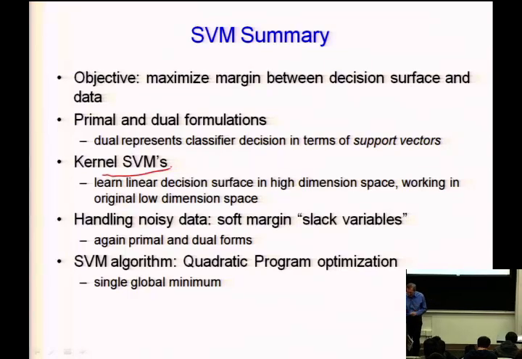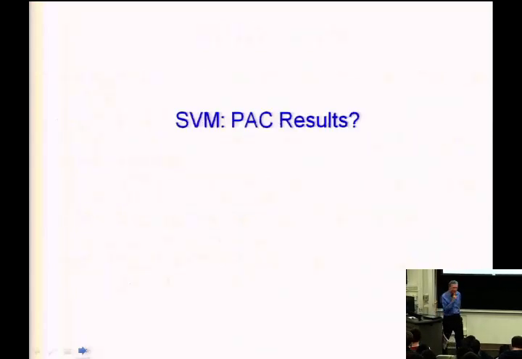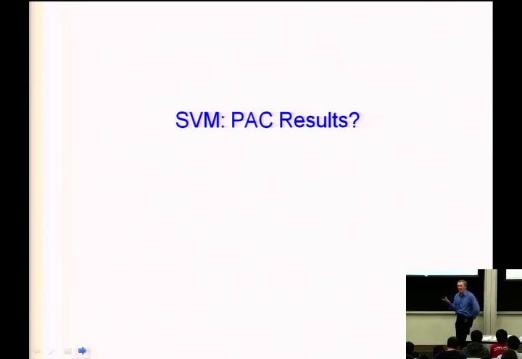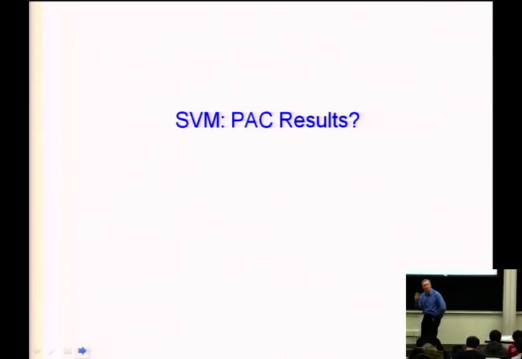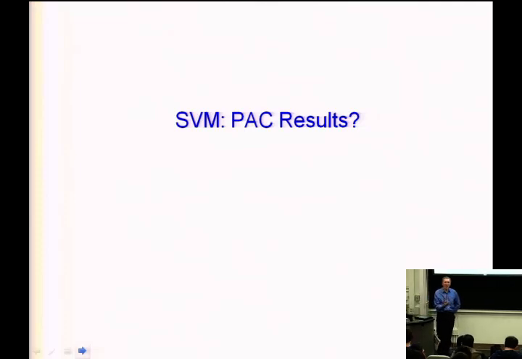Okay, but before we leave this, I want to link it back to some of the other things we've talked about in the course. So what about theory? What can we say about the sample complexity, the number of training examples we'll need to see in order to probably approximately correctly learn something with a support vector machine?